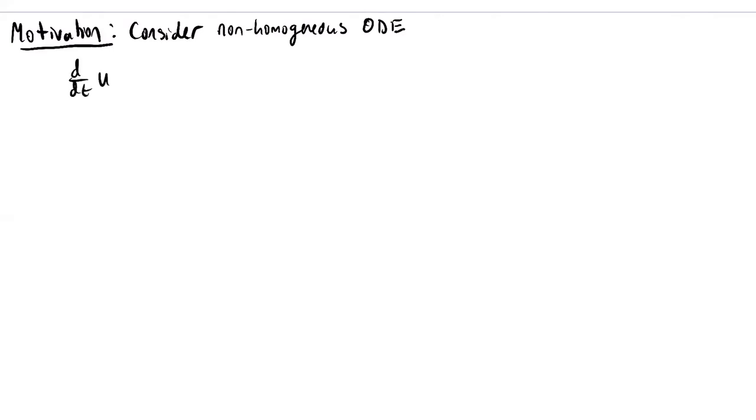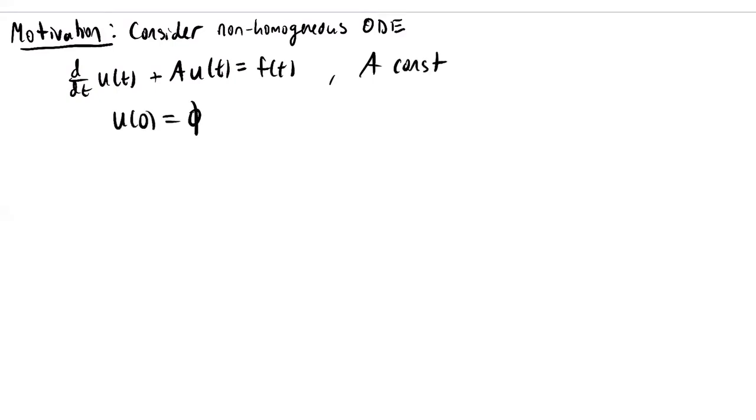Derivative with respect to t of some function u of t plus some constant a times u of t is equal to f of t, where a is a constant. And we're going to assume we have the initial condition u of 0 is equal to phi, where phi is just some constant. Later, you can imagine, okay, let's fix x, and then that's what this looks like without the x derivatives. Okay, and so we're going to review how you would solve this ordinary differential equation, and then some of the ideas will transfer over to the PDE, which is a little bit more complicated.